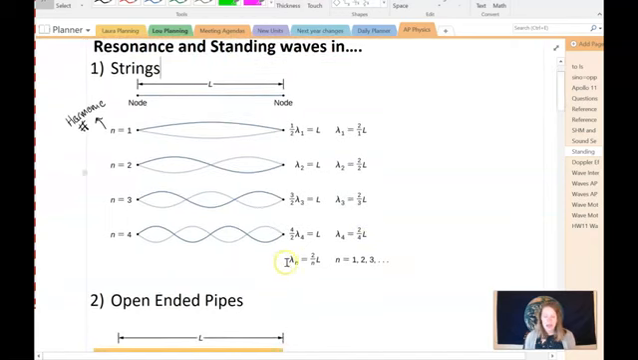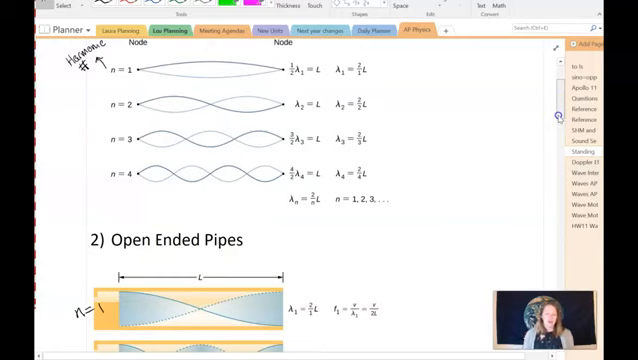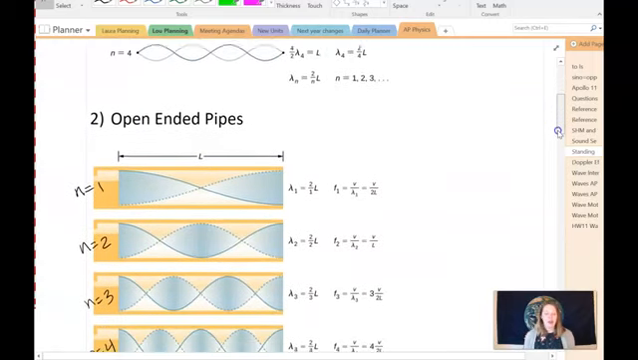And we can come up with a generalized expression. So the wavelength of any harmonic n is equal to 2 times the length of the string divided by n, where n is any non-zero positive integer. We can do the same thing for open-ended pipes.